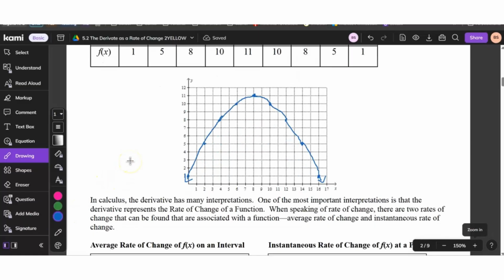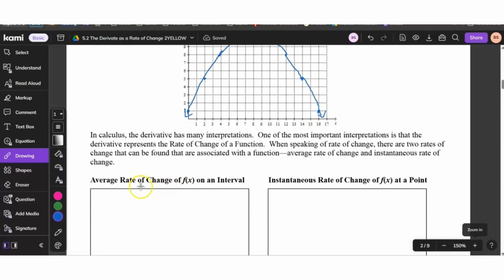All right. So in calculus, the derivative has a bunch of different interpretations, which we've talked about. One of the most important is that the derivative represents the rate of change of a function. This is the one we talk about all the time. If we're talking about the rate of change, there are two rates of change that can be found with an associated function. The average rate of change, which is what kind of line? Do you remember? We have two kinds of lines, secant and tangent. Which one is the average? Secant. The tangent line is the instantaneous rate of change, right? It's the rate of change at that instant.